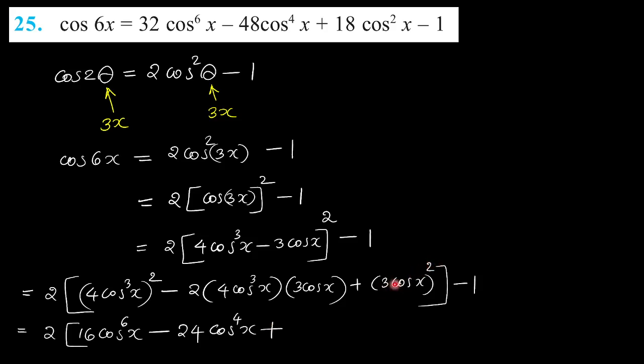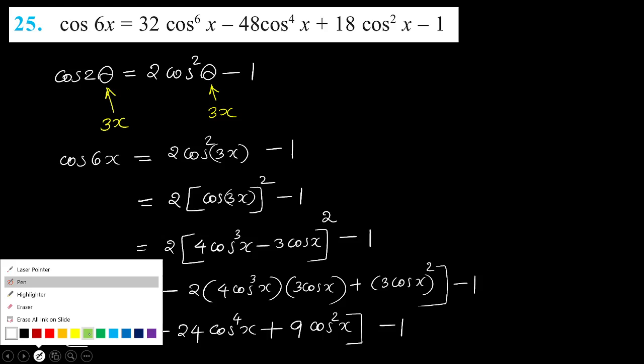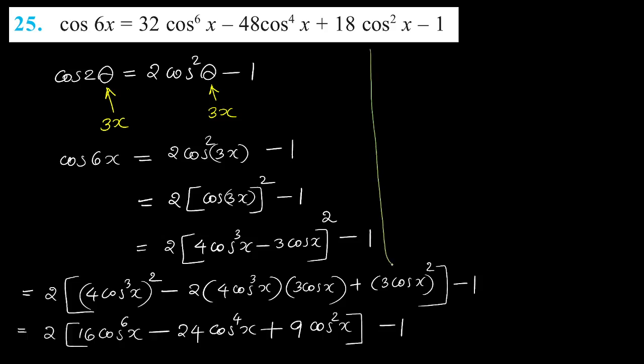Here 3 square will be 9. Cos square x minus 1. In the next step we will get the answer. Okay, only one more step. Last step I am writing. Here I can open the bracket. Understood? 2 can be taken inside the bracket.